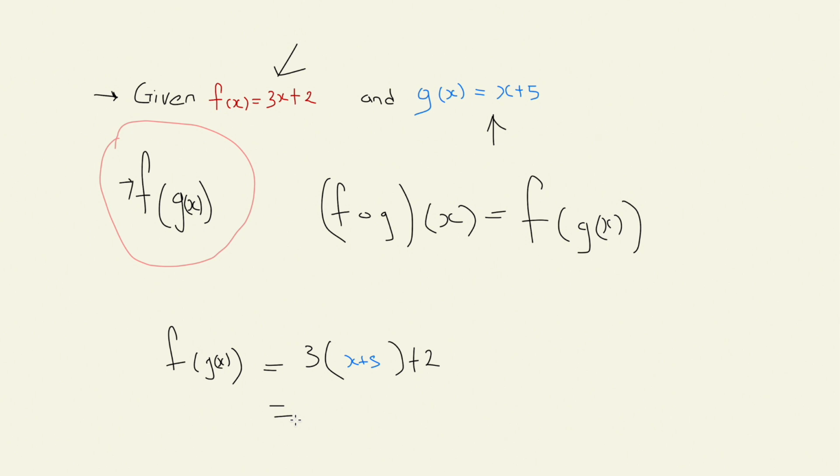So in this case, g of x is substituted into the superior equation, which is f of x, and you work it as follows. 3 times x is 3x plus 3 times 5 is 15 plus 2. 3x plus 15 plus 2 is the same as 3x plus 17. So your answer in this case is 3x plus 17.